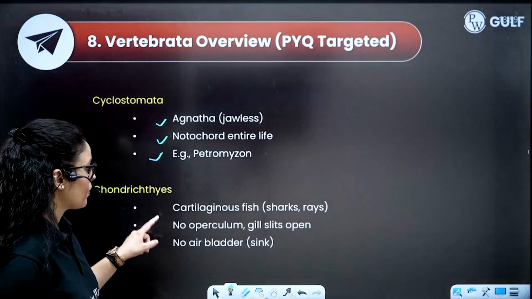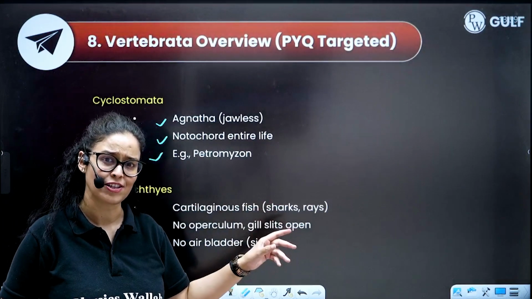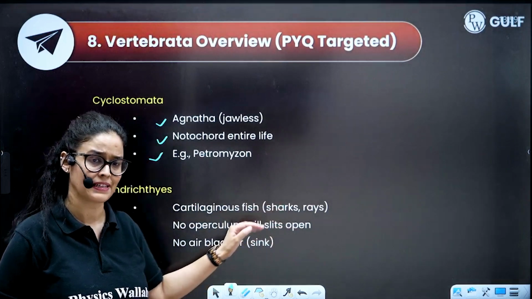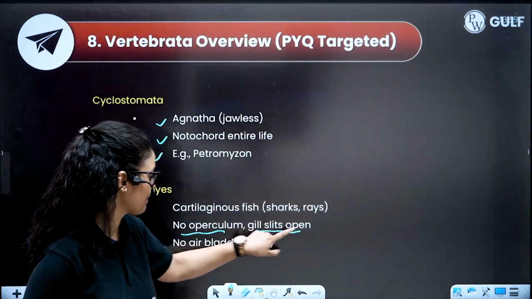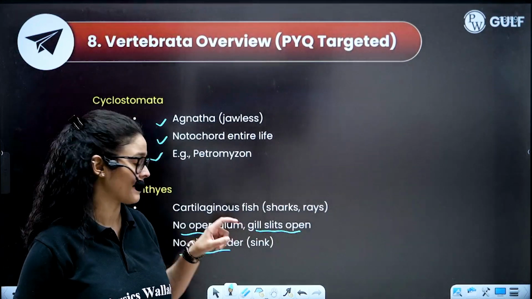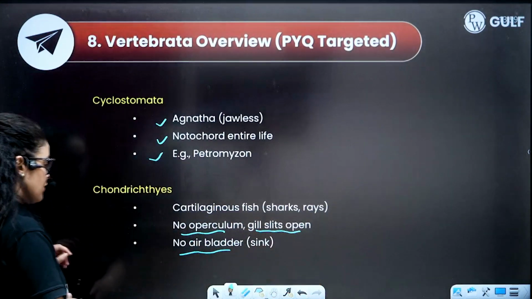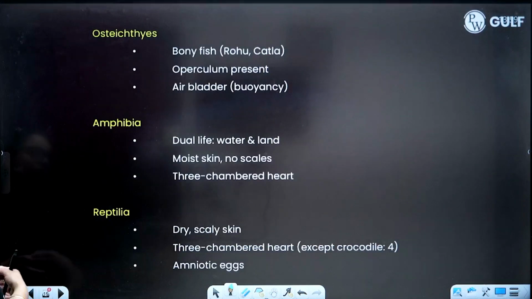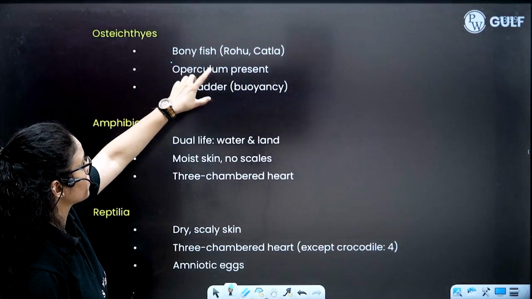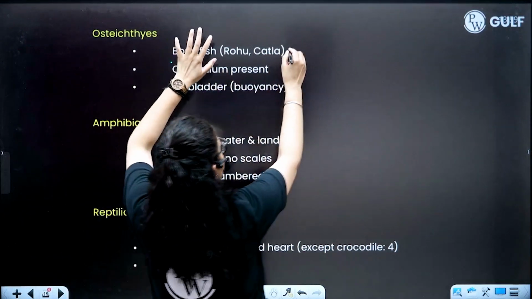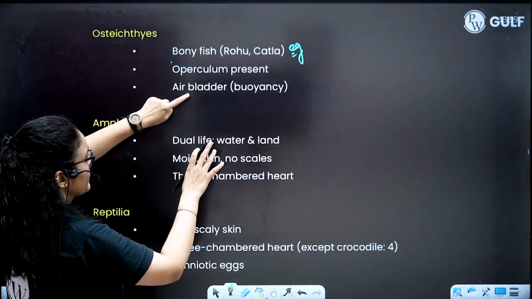Next question from Chondrichthyes, the cartilaginous fishes, all the sharks, all the rays, stingrays, or the poison rays. They don't have operculum, their gill slits remain open, and they don't have air bladder, so they have to continuously swim. Osteichthyes, bony fishes, rohu, katla. All the examples given in NCERT, they have operculum and air bladder.